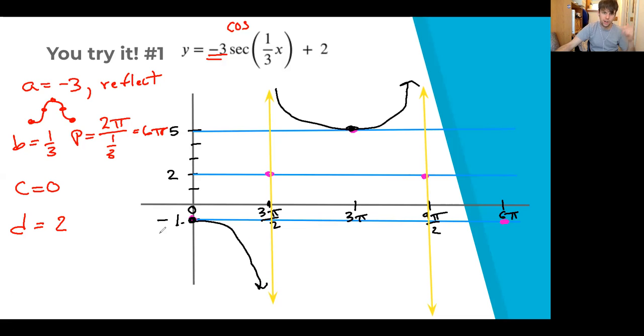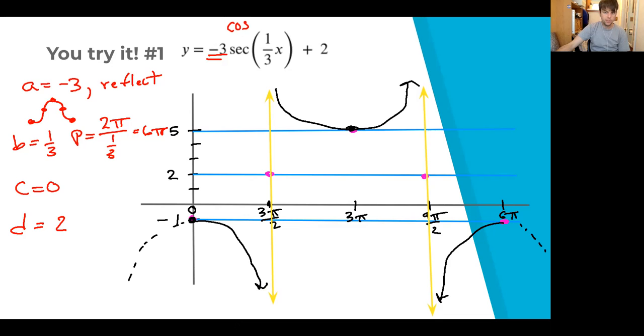Remember, technically this graph does extend out this way. It's just not part of our one cycle. And then same thing over here, half U, and it does extend, it's just that's not part of our cycle. Our cycle starts at 0, ends at 6 pi. That's the cycle we're graphing. Anyway, done. Go ahead and move on to the second example here.